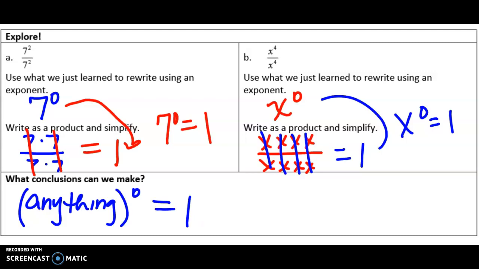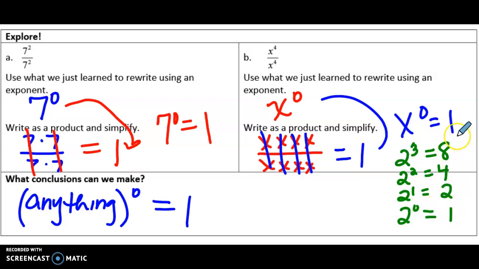The other reason, if I can fit it in here, I don't know if I can. Like you could do 2 to the 3rd, 2 squared, 2 to the 1st, 2 to the 0. 2 to the 3rd is 8, 2 squared is 4, 2 to the 1st is 2. Each time you're dividing by 2. So 2 to the 0 would be 1 to continue that pattern. You're dividing by the base, which is 2. So anything to the 0, again, is equal to 1.